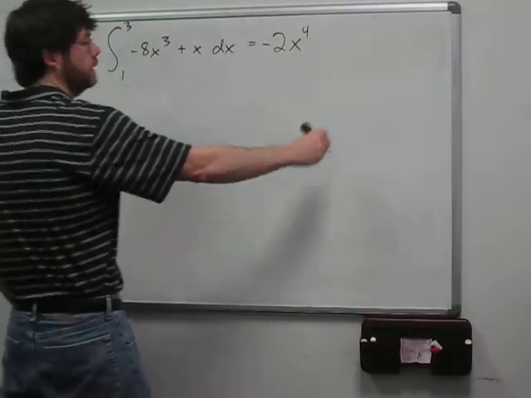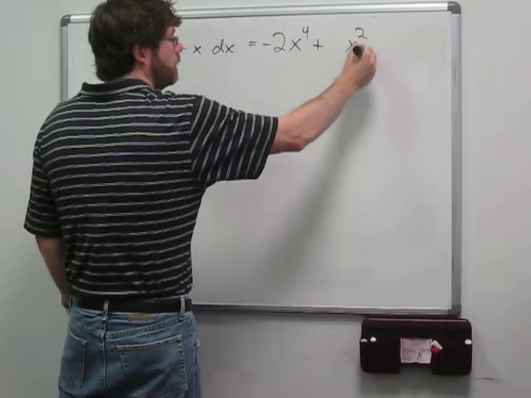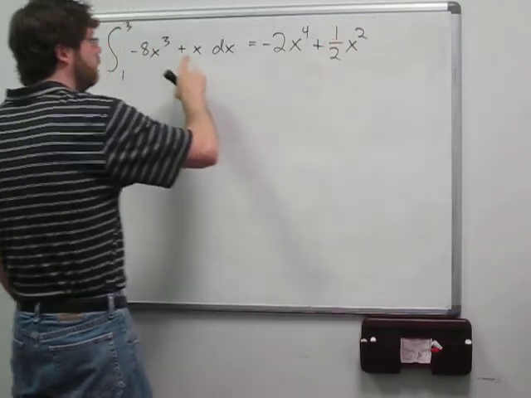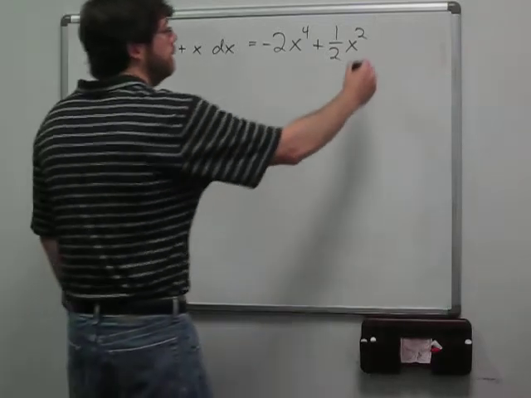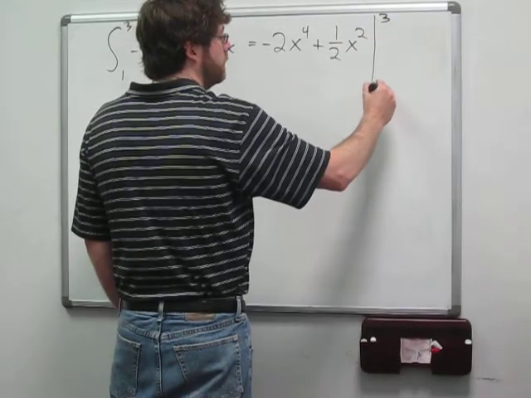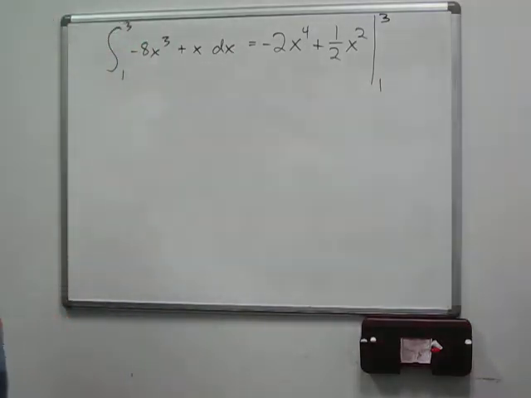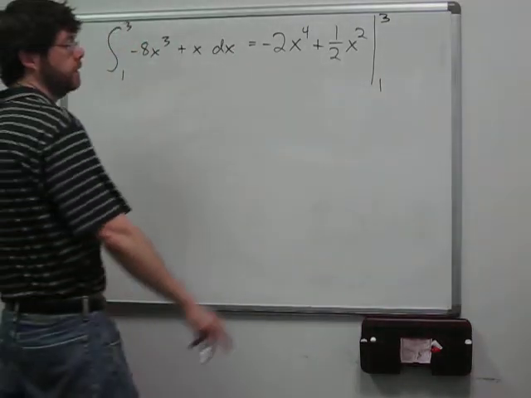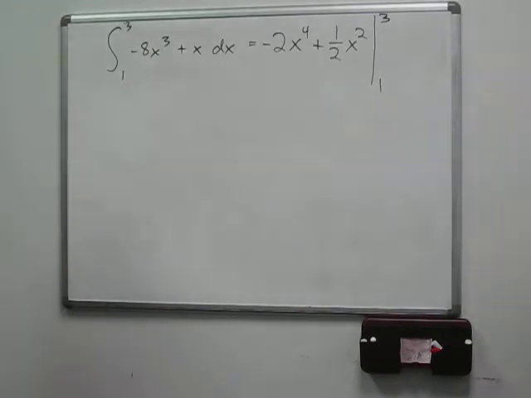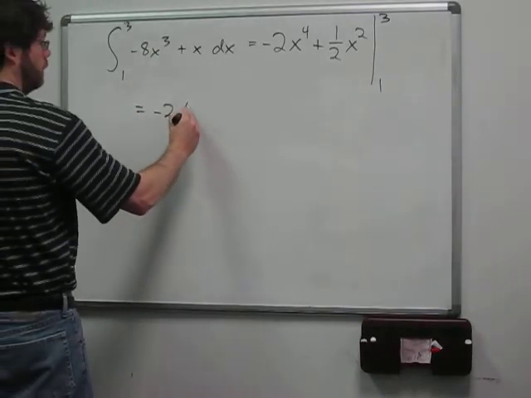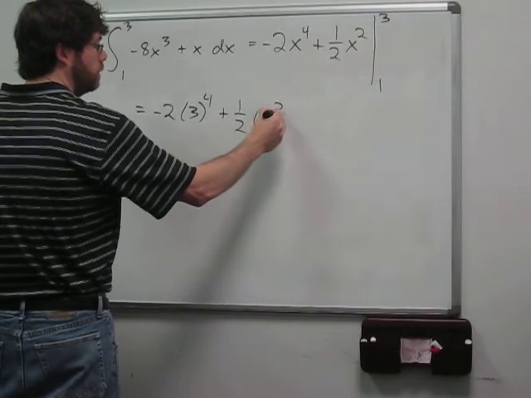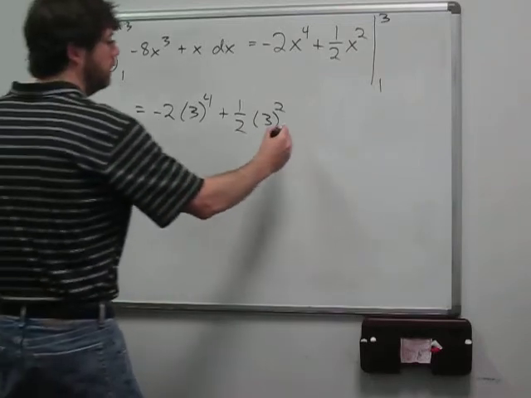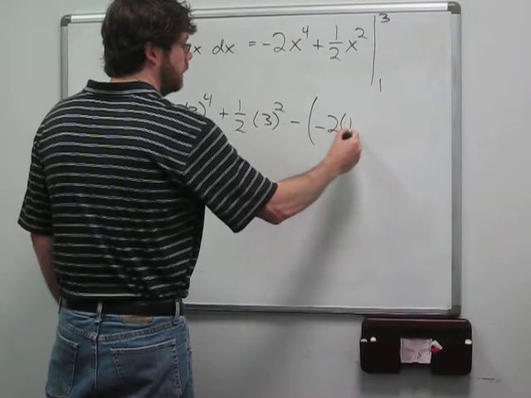With this term we can do the same thing, add 1 to the power and divide the coefficient of 1 by that new power. We will evaluate this expression at 3 and subtract evaluation at 1. That's precisely what this bar notation at the end indicates. So we plug 3 into our antiderivative and subtract evaluation at 1.